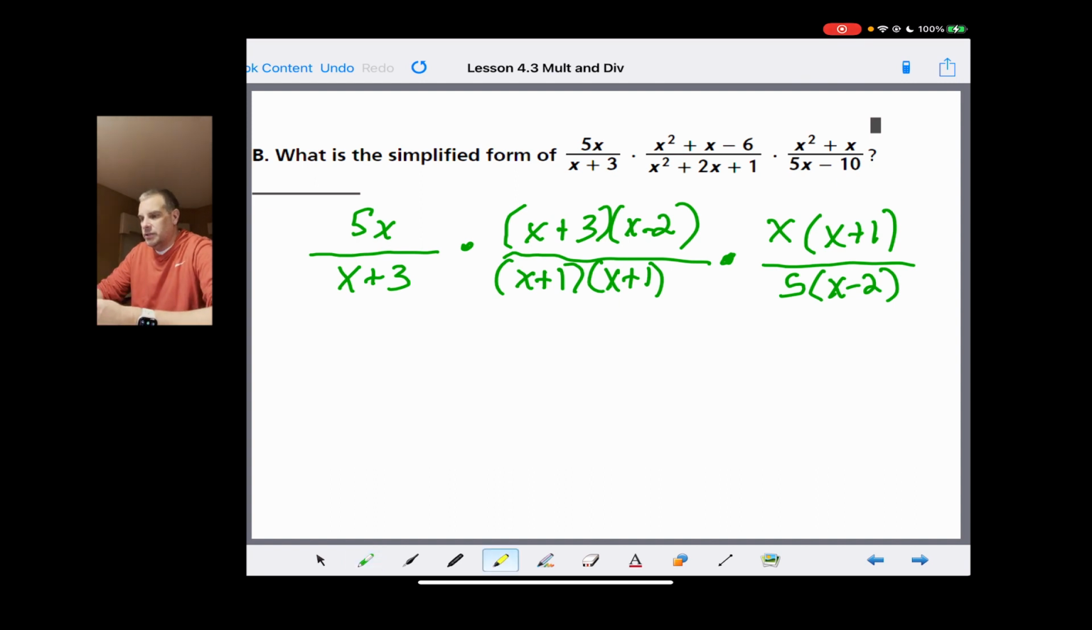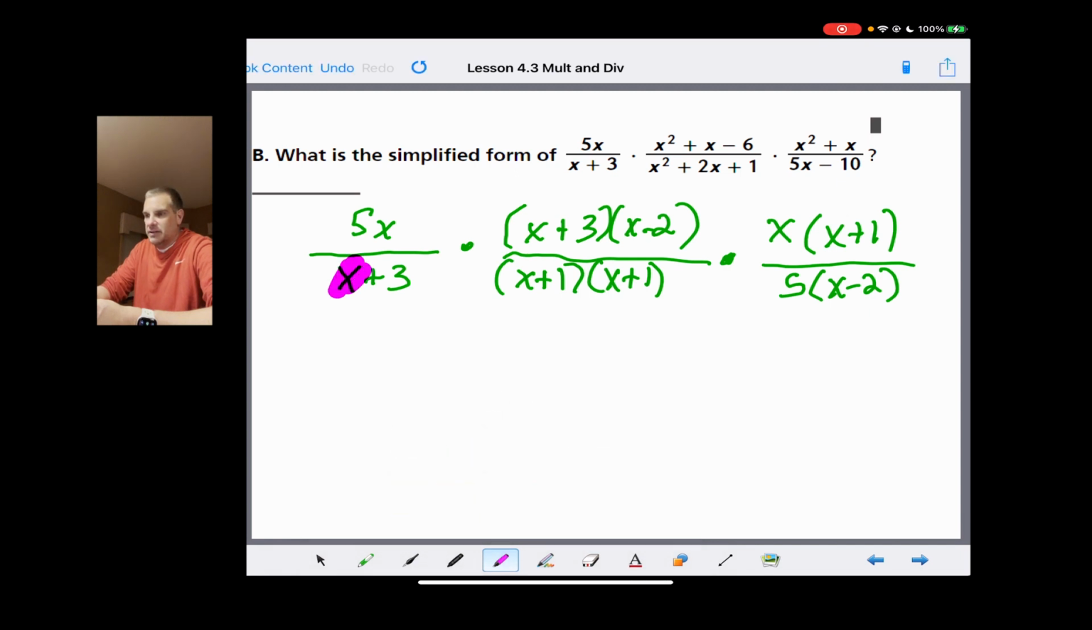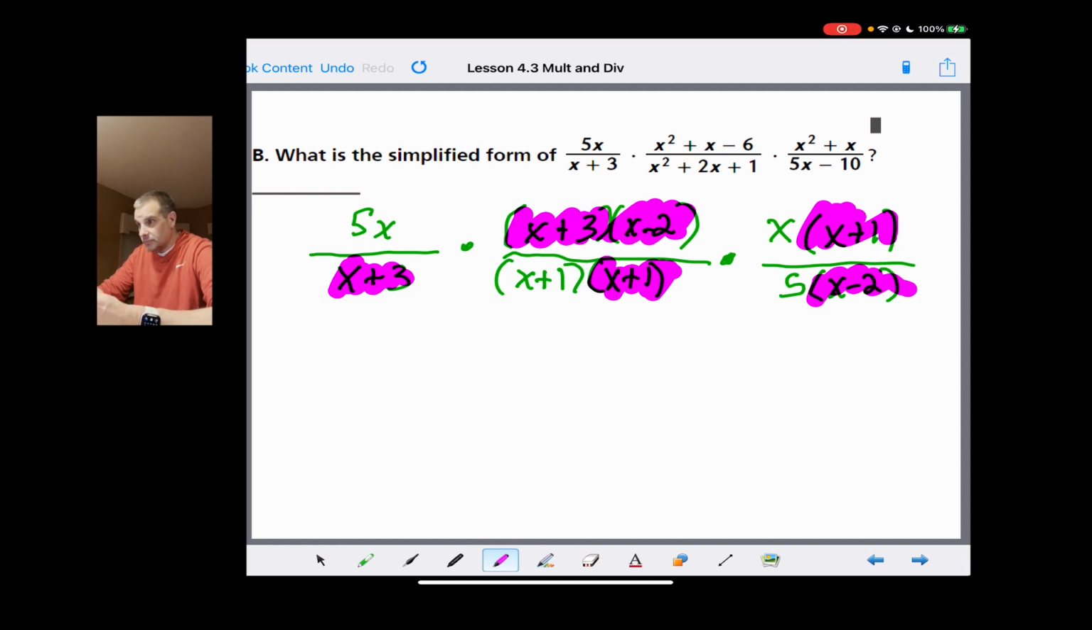Now I look for terms that are in the numerator that are also in the denominator. I've got an x plus 3 down here in this denominator and an x plus 3, so those two can divide each other out or cancel each other out. I've got an x minus 2 here and an x minus 2 here, so those can cancel each other out. I've got 2 x plus 1s and an x plus 1, so I can only cancel out one of them. Okay, so I'm going to cancel those out. And then I also have a 5 here and a 5 there. So those can cancel each other out. So on the top, I'm left with x times x, which is x squared. And on the bottom, all I have left is x plus 1.